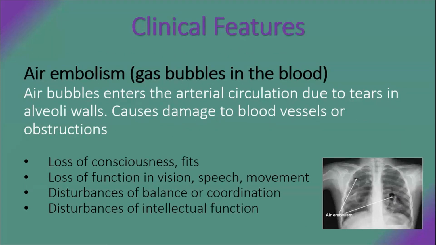Next is air embolism, or gas bubbles in the blood. Air bubbles enter the arterial circulation due to tears in the alveoli walls, causing damage to blood vessels or obstructions. You will feel loss of consciousness, loss of function in vision, speech, and movement, disturbances of balance or coordination, and disturbances of intellectual function. In this case, it causes hypoxic damage by obstructing important blood vessels with air bubbles.